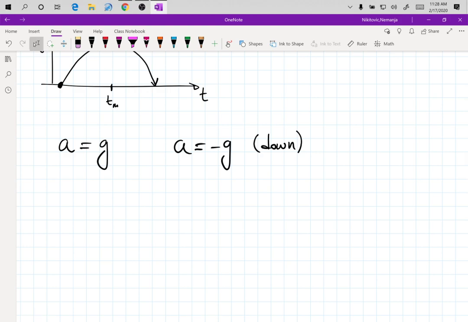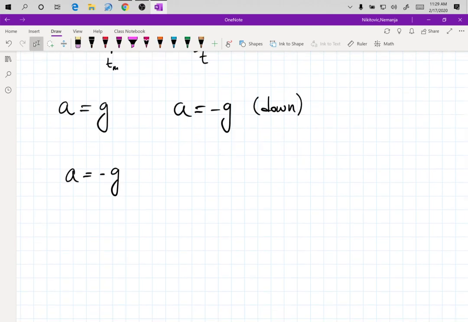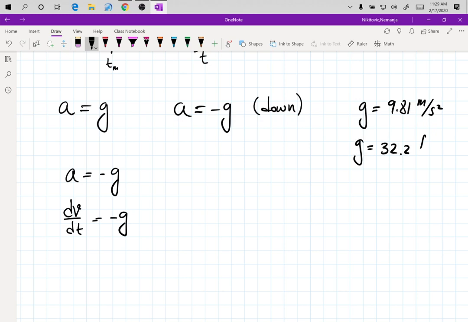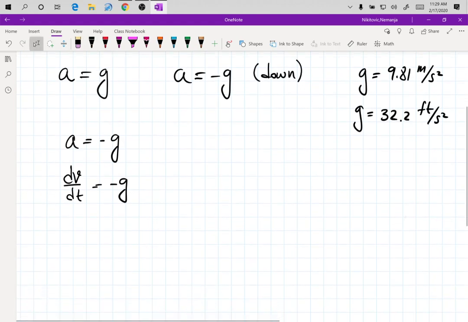So now you're going to say that acceleration equals negative g, and as we did before in calculus 2 and so on, we'll say that acceleration is a change of velocity. So change in velocity in time equals negative g. Now g is given as 9.81 meters per second squared if you're using the metric system. g equals 32.2 feet per second squared if you are using the imperial system. Those are the numbers that you should know because you're just alive, right? That's pretty much the only requirement.